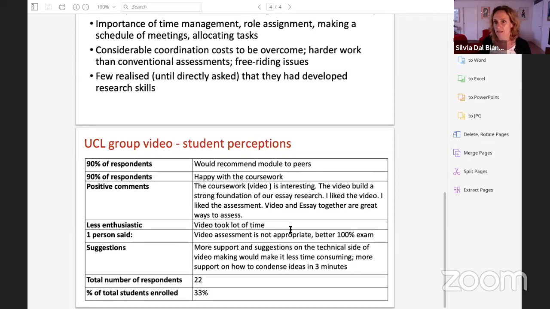But I think the UCL and LSE students provide us with very similar feedback, and the Surrey students, obviously. Yes, sure.